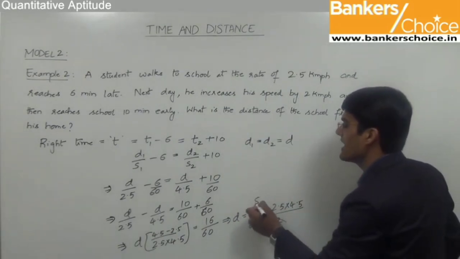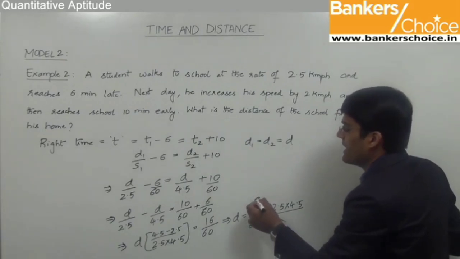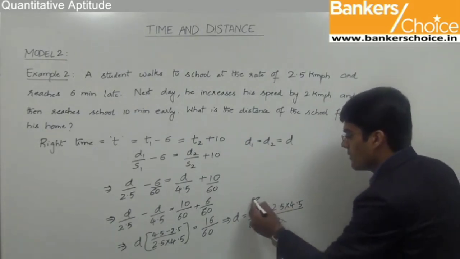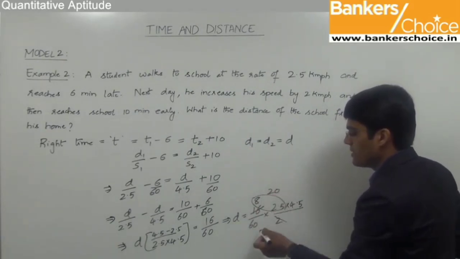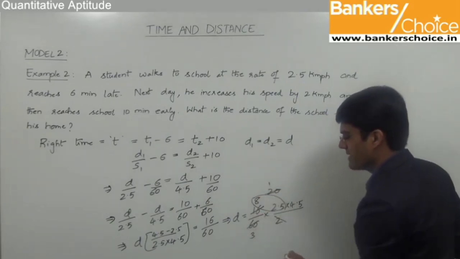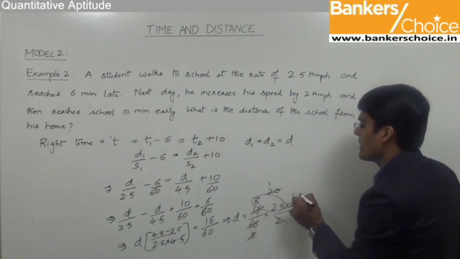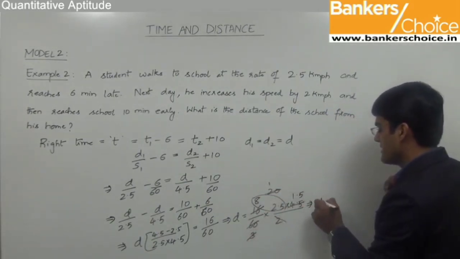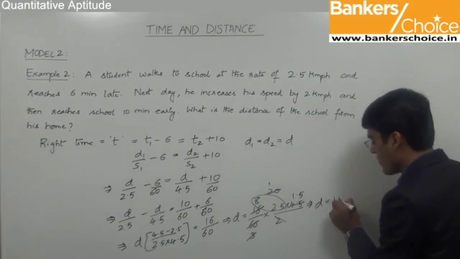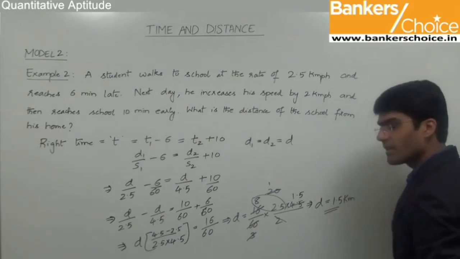So 2 here goes 8 times. 8 into 2.5 is equal to 20. 20 is 3 times in 60 and 3 goes 1.5 times. So we can say that the distance between the home and the school is 1.5 kilometers.